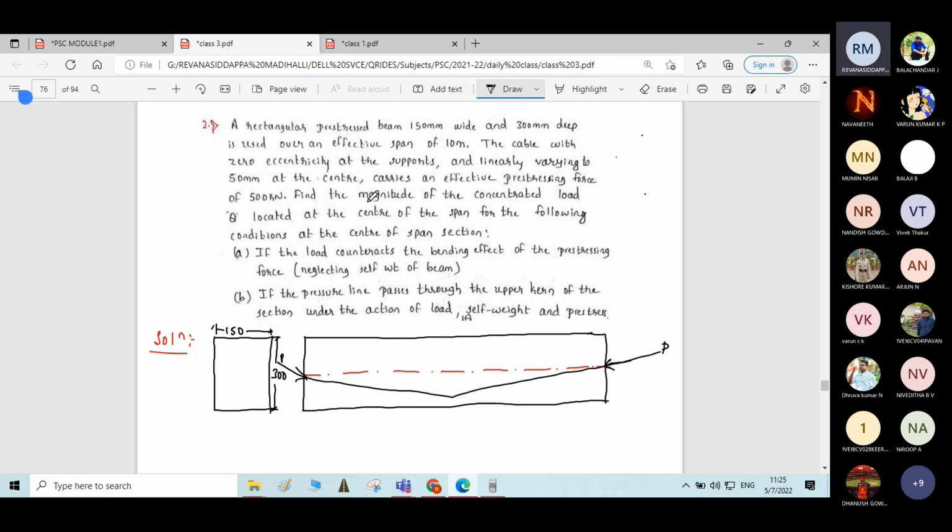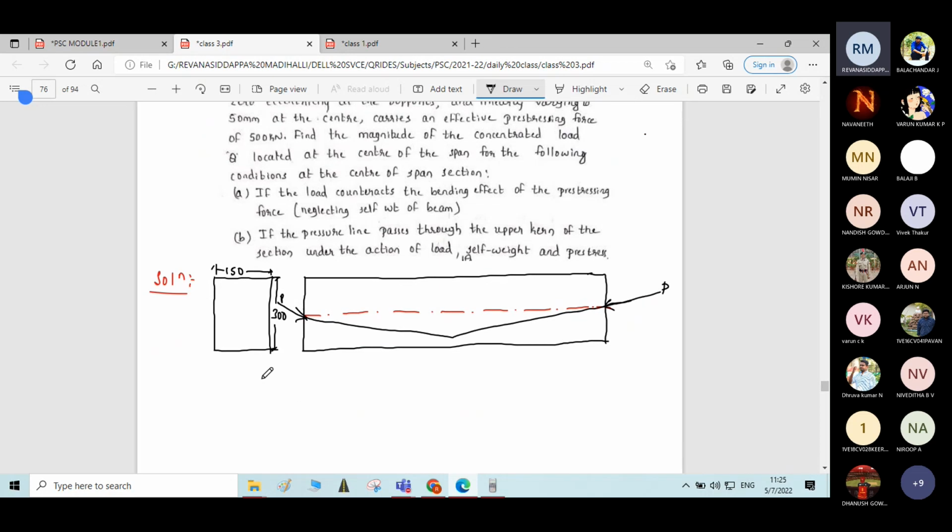Okay, go through the problem once. A rectangular prestressed concrete beam 150 wide and 300 deep is used over a span of 10 meter. Okay, cross section dimension is 150 by 300 that I have written in the diagram, and the length of the beam is given as 10 meter.